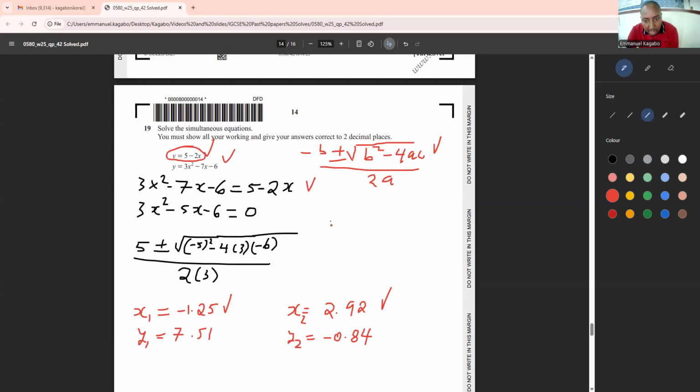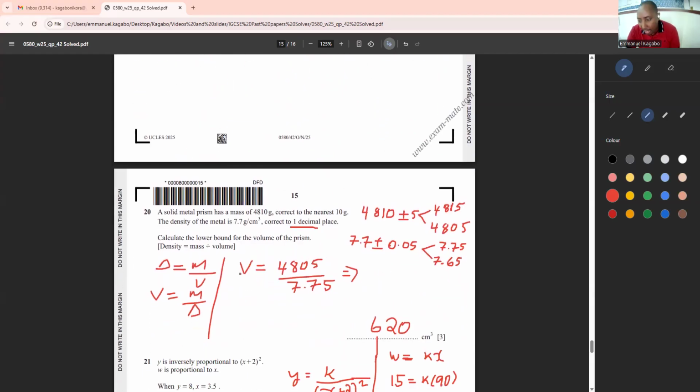When you substitute there, that means y1 will be equal to 5 minus 2 bracket negative 1 point, yes, 2, 5, and then when you work out, you're going to have this one. You do the same thing for the second equation, and also we give you the second value of y as this.